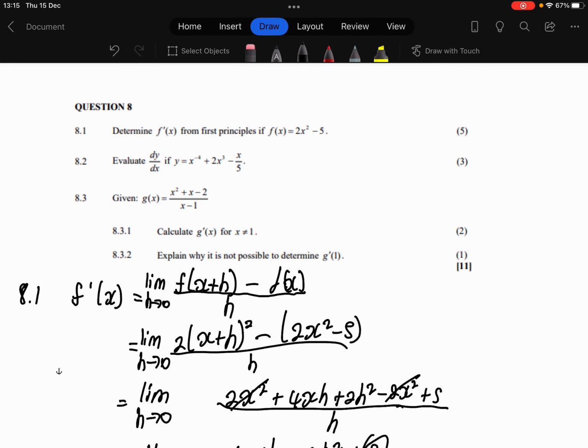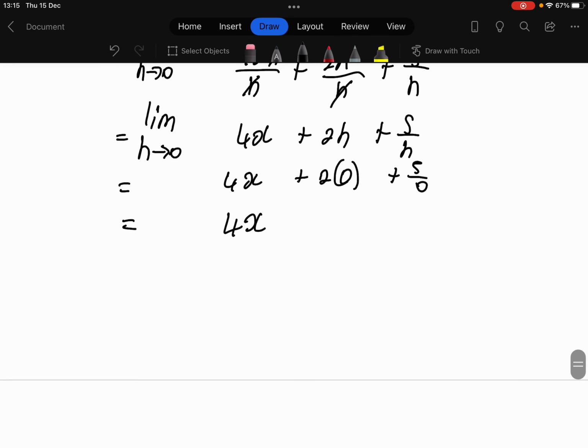8.2 says evaluate dy all over dx if y is equal to x to the power negative 4 plus 2x cubed minus x over 5. Okay, so let's just go and rewrite that equation here. 8.2, y is equal to x to the power of negative 4 plus 2x cubed minus 5 over x. Okay, the first step in any derivative derivation is to simplify the equation as much as possible and try to get x to be as linear as possible.